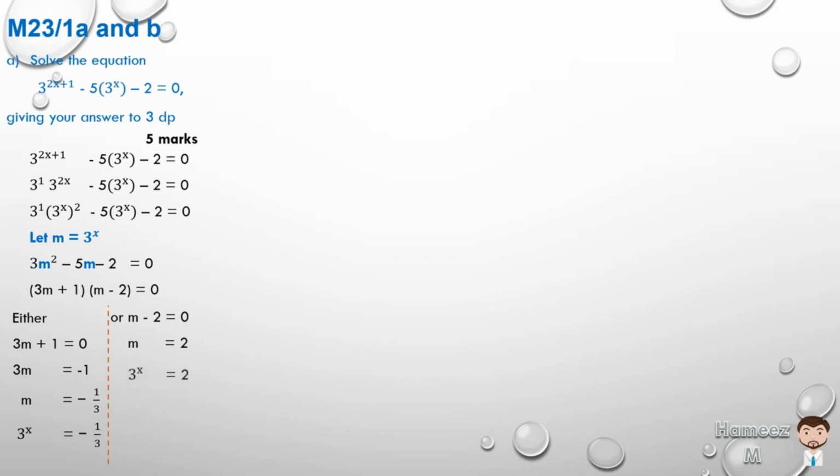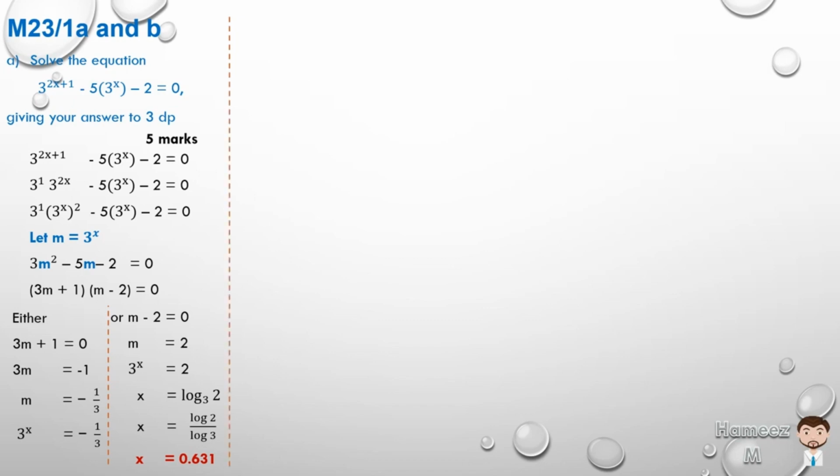And therefore 3 to the power x is equal to 2. So we can solve using logarithms. So let's log both sides. It will give us x is equal to log 2 to base 3. And if we're using our calculators, it means x is equal to log 2 divided by log 3, which works out to be 0.631.